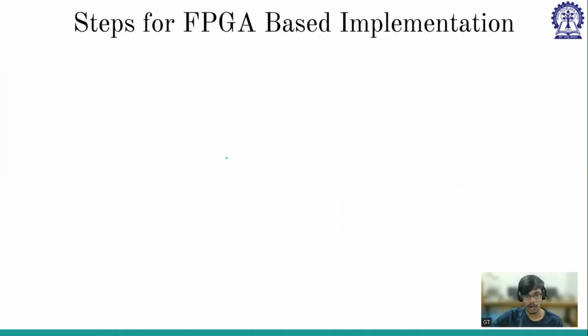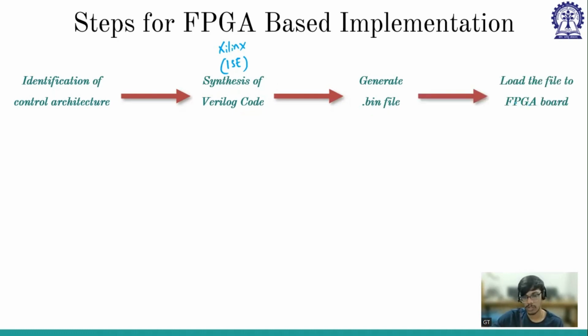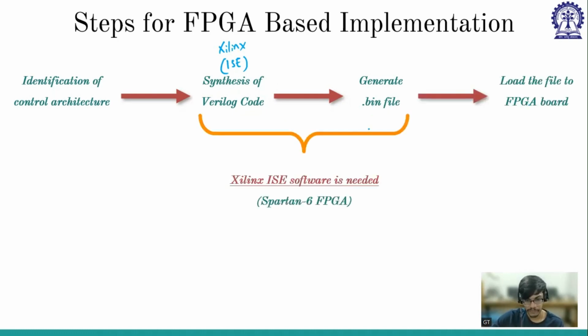So coming to the steps for FPGA-based implementation. First we need to identify the control architecture, and then we have to write the code and synthesize the code. This will be done in software called Xilinx ISE. In Xilinx ISE, we'll write the Verilog code, we will synthesize it, and we'll generate the bin file. That bin file will be loaded into the FPGA board. So for this synthesis, we need software called Xilinx ISE.